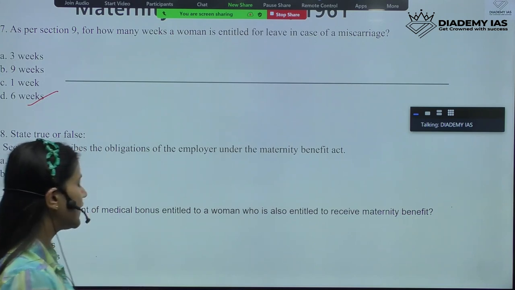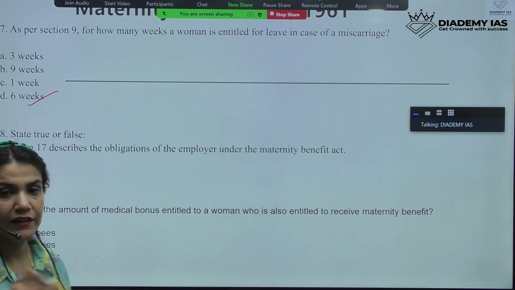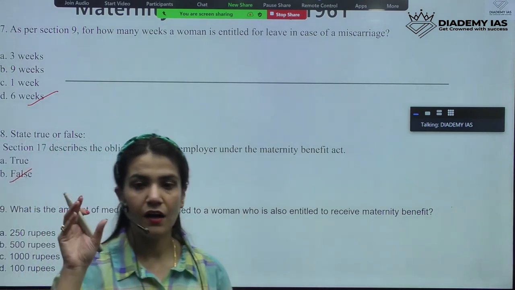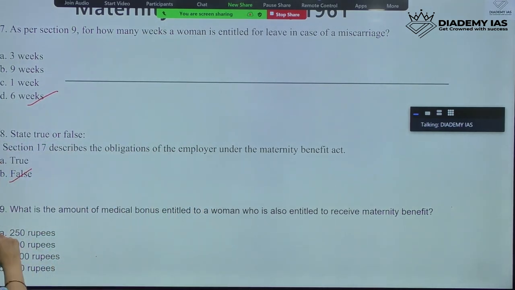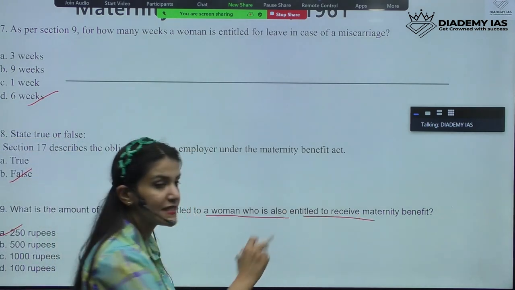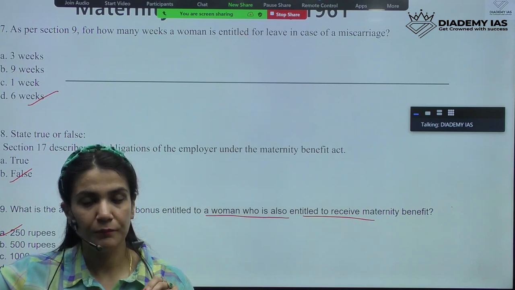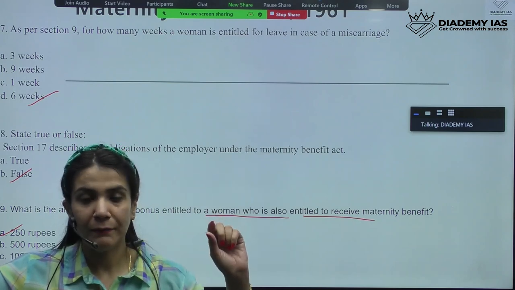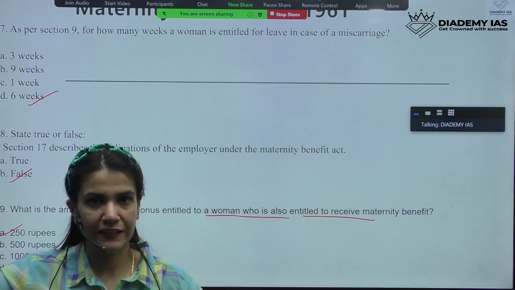What is the medical bonus entitled to a woman who is also entitled to receive maternity benefit? The specific amount they are asking about is 250 rupees. So when you are preparing for this particular act, try to memorize the timelines, and any money value mentioned.